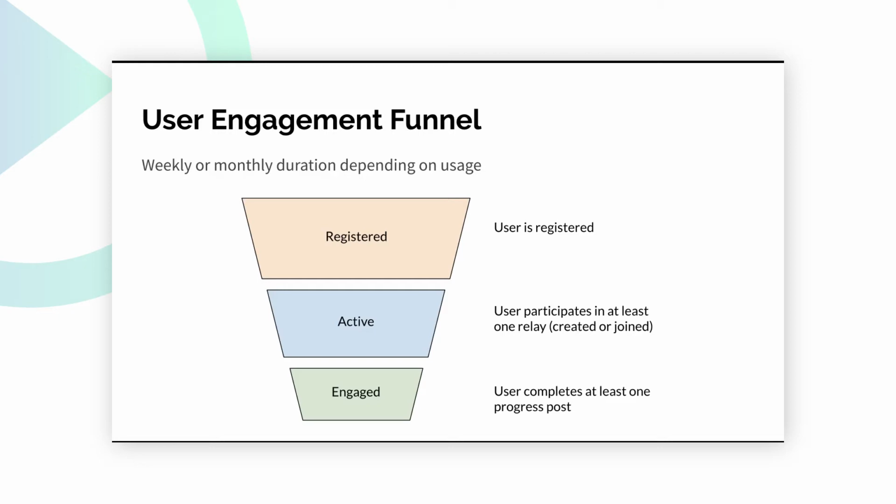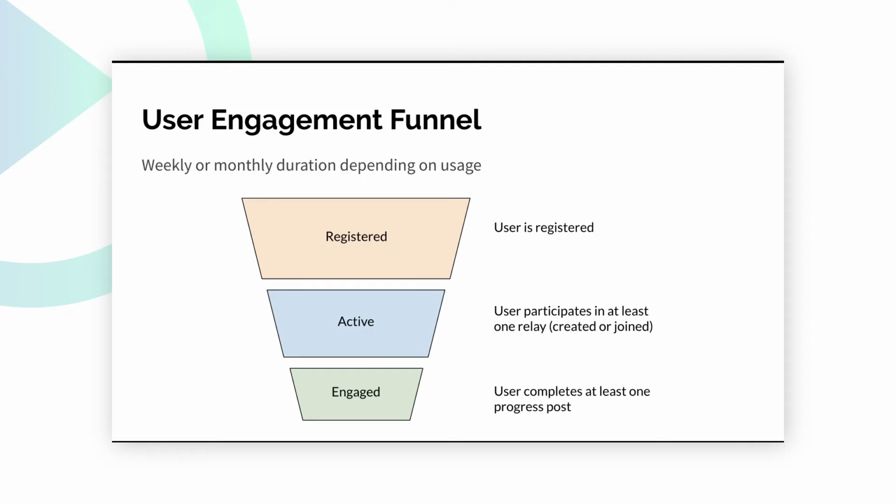Then the last piece of the funnel is engaged. Here I'm saying that an engaged user is a user that completes at least one progress post. In other words, they've joined a relay and they've actually done one piece of progress in relation to that relay. That's probably the smallest amount that we can ask for a user to know that they're actually engaging with our application in the way that we've designed it.